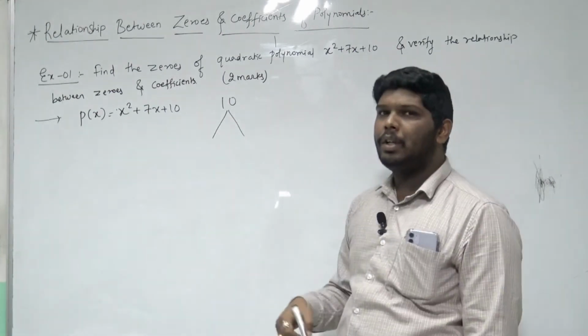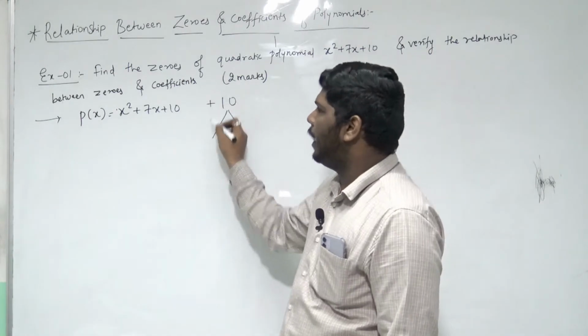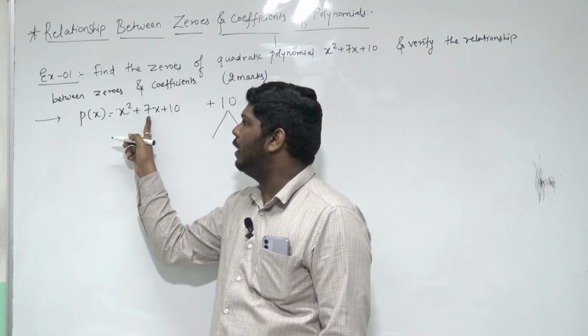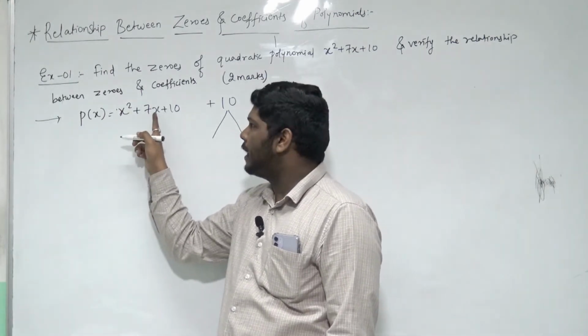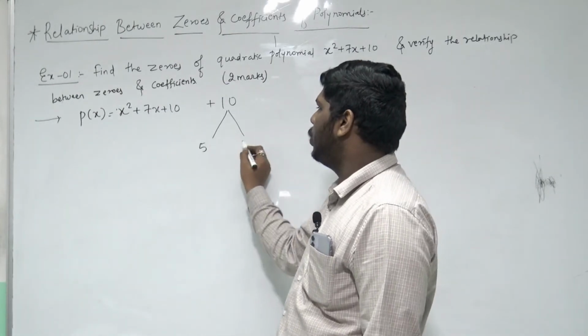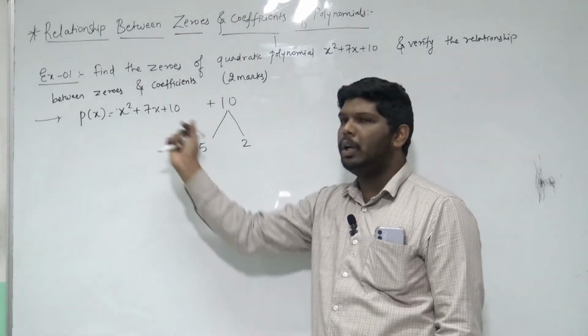After that, in factorization, what will you do? You will find two numbers where the product will be positive 10 and the sum or the difference will give you the middle term. So who is the middle term here? 7, correct? And what is the sign of the middle term? It is positive, right? So what can we see here? Can I say 5 and 2? 5 into 2 will give me 10, correct? And 5 plus 2 will be equal to 7.